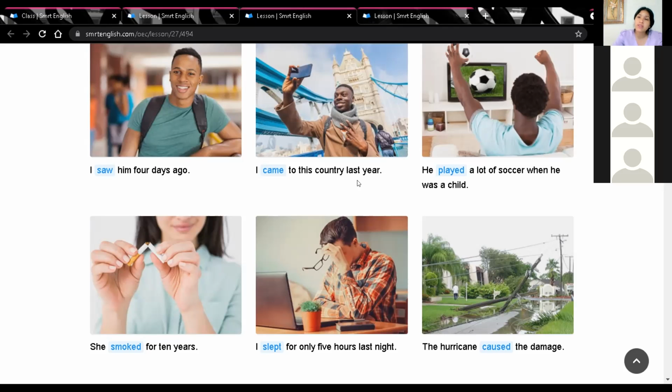For example, the one that I have in here with the cigarette, it says she smoked for 10 years. What does it mean? That she is not smoking anymore. She smoked for 10 years in the past, but not anymore. So it means that it's concluded. Yes? Is it clear? I mean, when to use the simple past? Yes, this is clear. Okay.